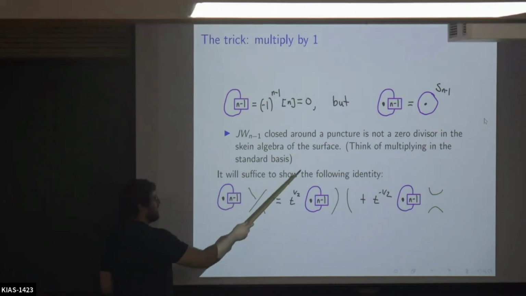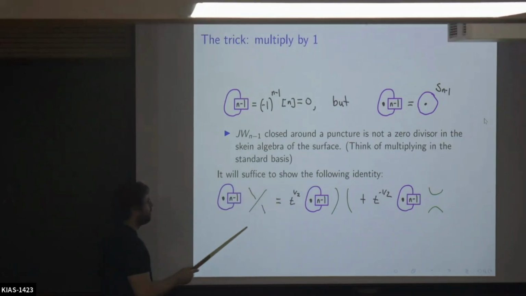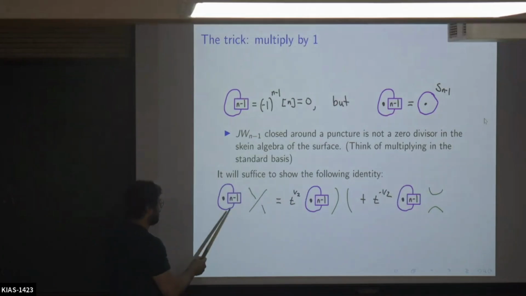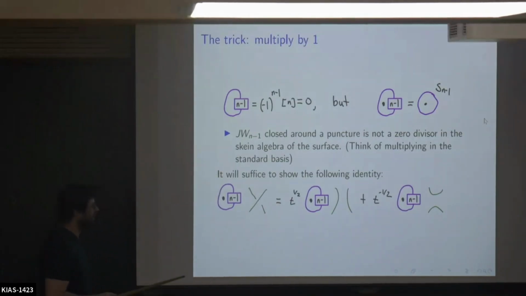So since this guy is not a 0 divisor, if we show the following identity, then we'll get what we wanted to prove. Here, these green strands were the strand threaded by Tn. If we can prove this identity, then we'll get back to the identity we wanted: we can divide through by the Jones-Wenzl n-1 loop because it's not a zero divisor, and then we can fill in the puncture afterwards. And that'll get us to the identity that we wanted.